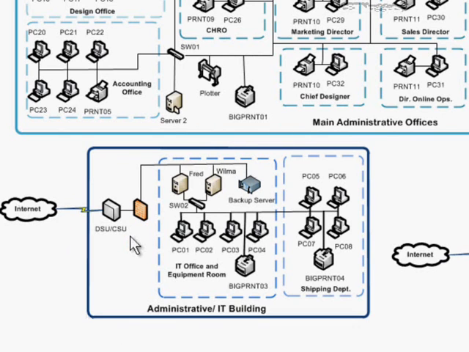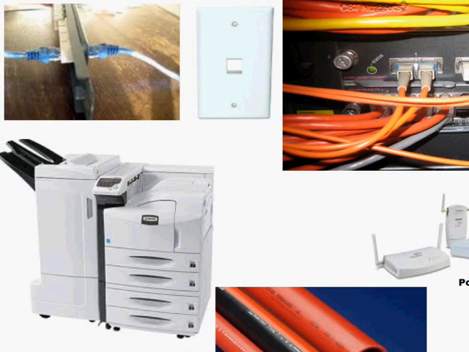Now, how does this work more physically? Physically, each of those users in those offices is going to have his or her computer with their associated Ethernet card plugged into what's called an Ethernet wall plate, also affectionately referred to as a wall drop or wall port. It looks something like this.